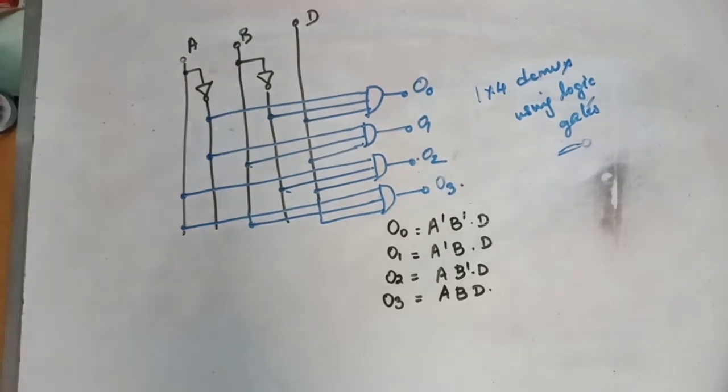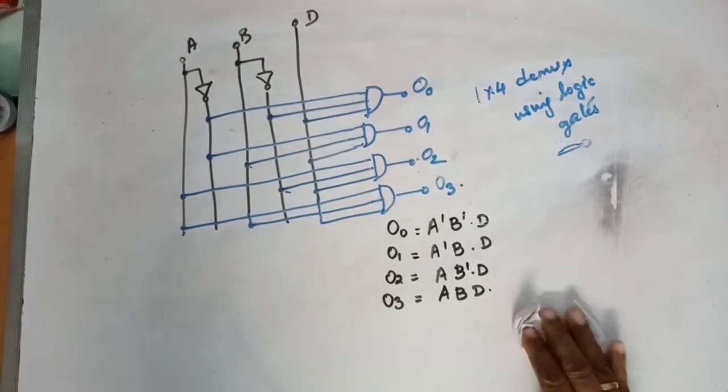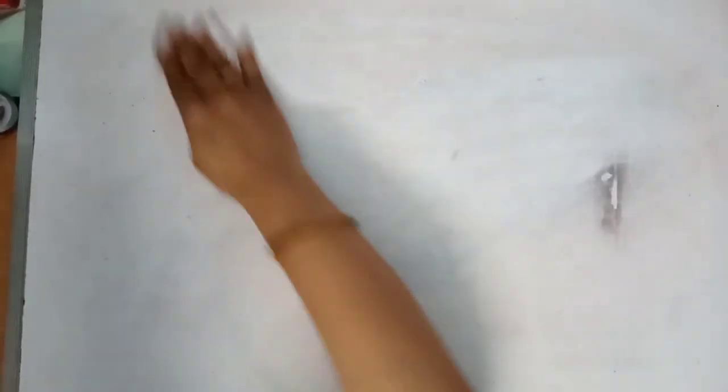Right? So that is a demultiplexer. Likewise, you can draw for 1/8 demux, 1/16 demux. Any demultiplexer you can implement using logic gates.